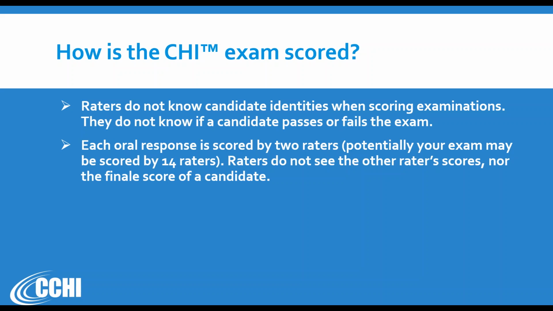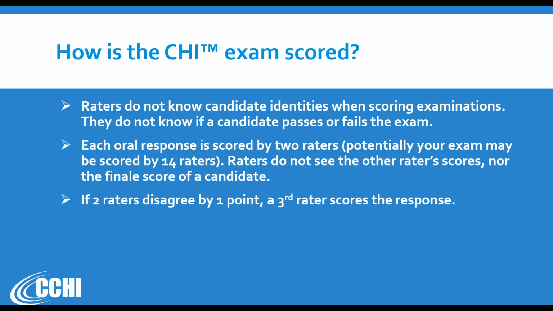Usually, the raters do not see the final score. They do not see who this recording belongs to, but usually on average there are about 5 raters who will score your exam. If 2 raters that scored 1 response disagreed by 1 point, then a 3rd rater is scoring it.